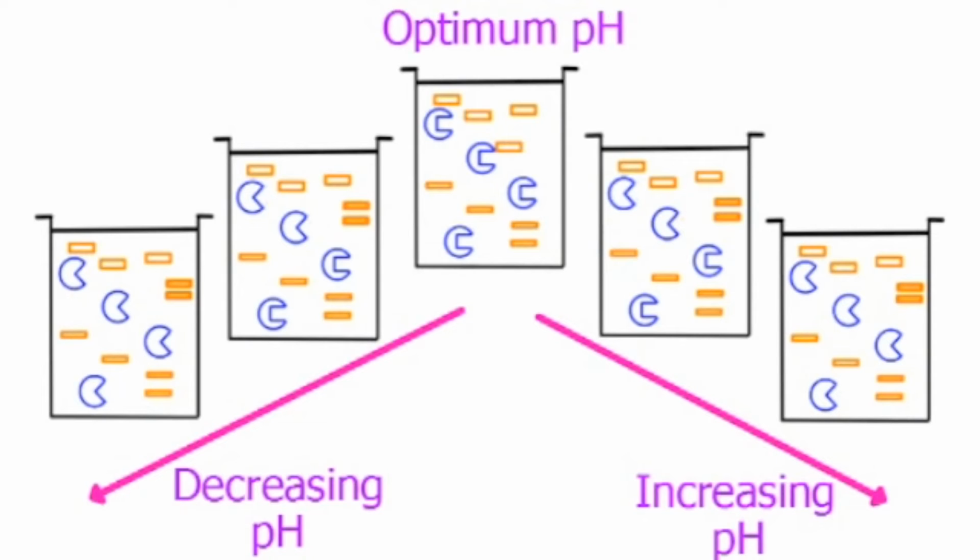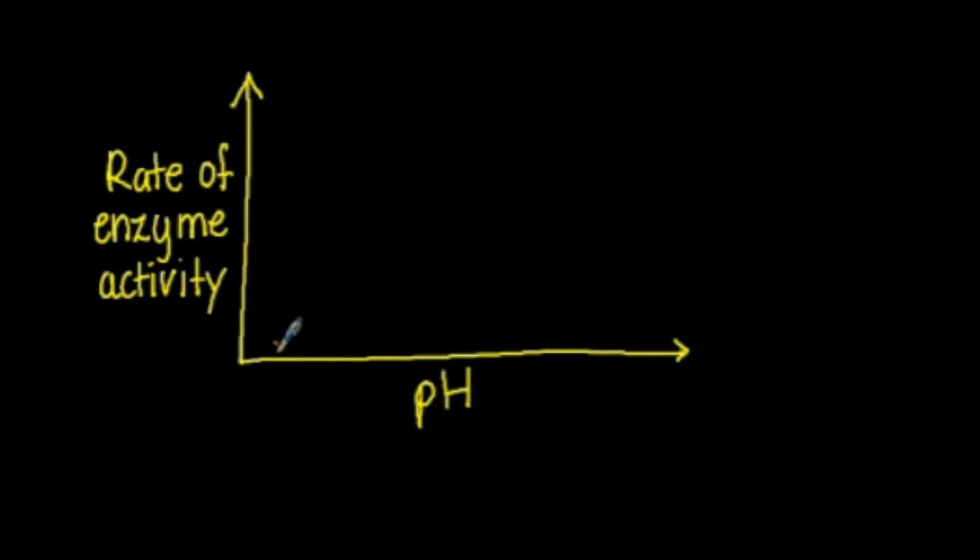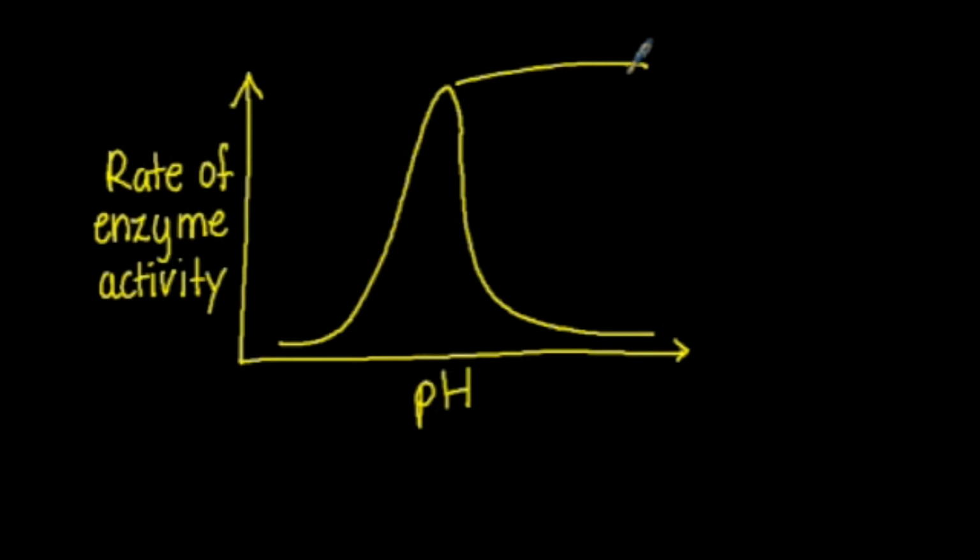Either of these can potentially alter the charges on the amino acids that make up the enzyme, and this can lead to the enzyme's active site changing shape because the bonding changes, for example, and that could denature it. Or it could mean that the substrate can no longer bind to the enzyme's active site, and so either way the rate of reaction is reduced.